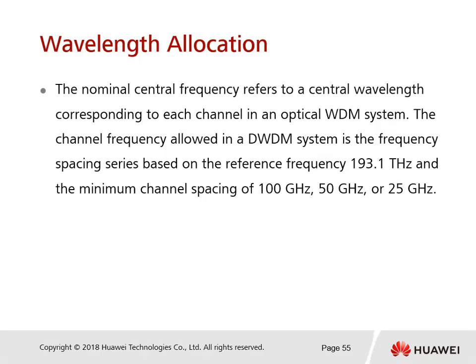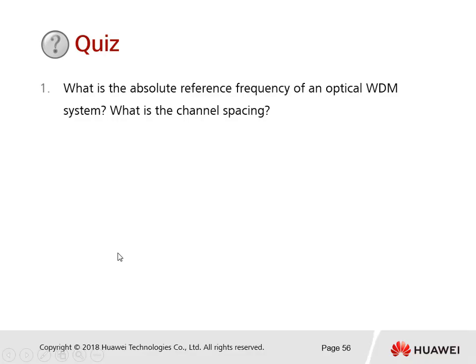and cannot be used to carry very high bit rate services. The maximum is only 10G. Okay, so those are the wavelengths we use in CWDM and DWDM. Let's check the questions for our chapter. What is the absolute reference frequency of an optical WDM system? What are the channel spacings? I think the answer is very clear. The absolute reference frequency is 193.1 THz. We can check from the last slides. And the channel spacing has three different types: 100G, 50G, and 25G.